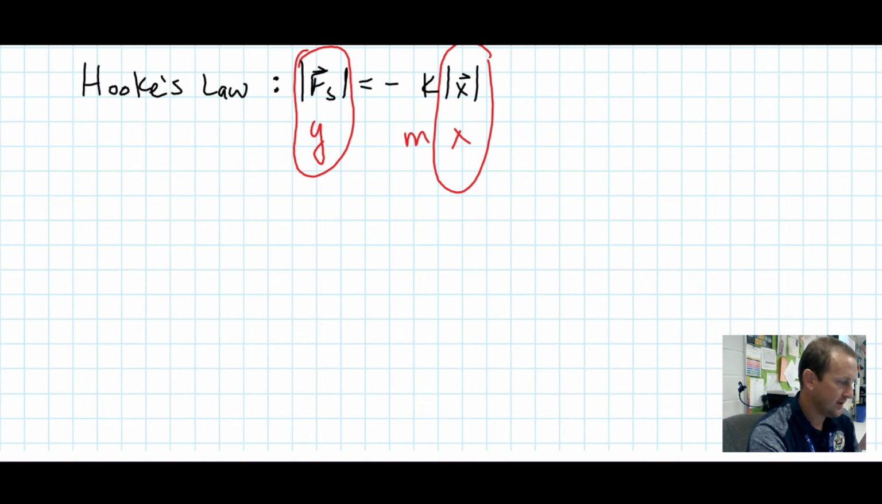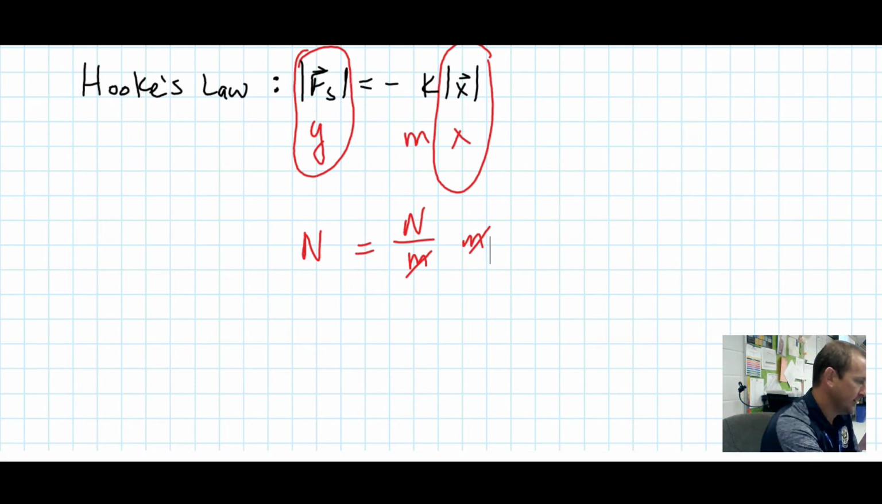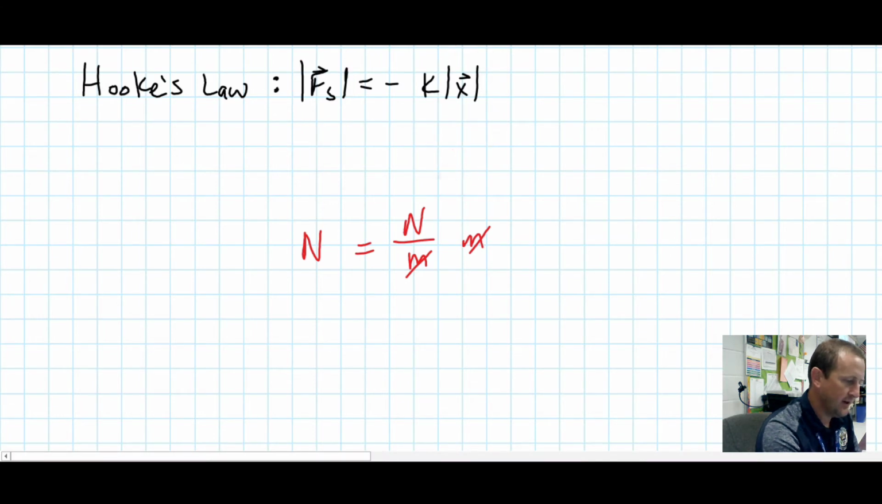Of course, the spring constant would have to have units of newtons per meter because the displacement would be in units of meters. We would need those to cancel out so that we end up with a force measured in units of newtons. Okay, so that is the start of what we need to know.